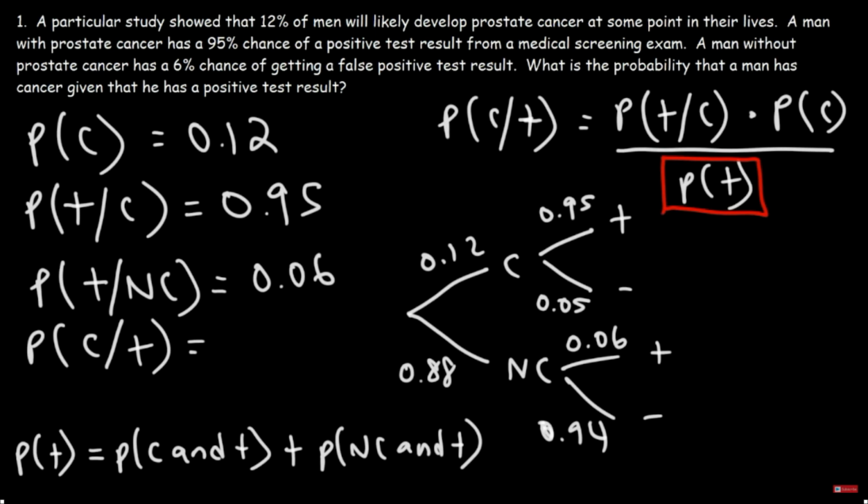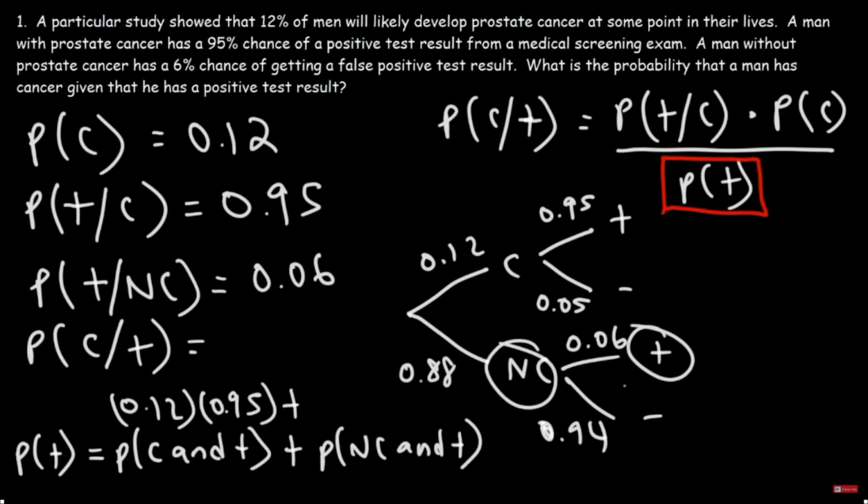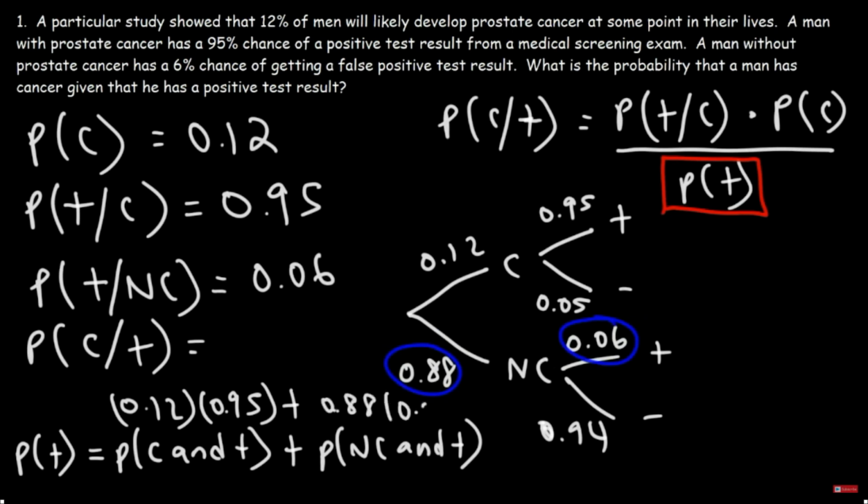So the probability that the person has cancer and has a positive test result is the product of these two values, where they will have cancer and have a positive test result. So it's basically 0.12 times 0.95. The probability that the person does not have cancer and has a positive test result is the product of these two values. So it's 0.88 times 0.06.